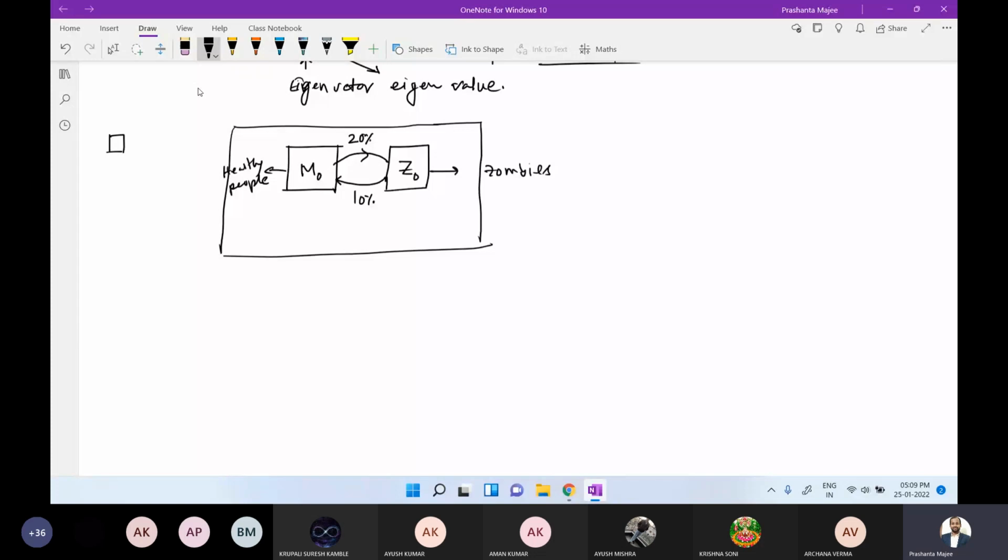So what will happen if you take different initial human beings and different initial zombies? What will happen to this system after a large amount of time, let's say after 1 year or after 2 years or after 10 days, depending on the number of initial men and zombies? So what is your intuition?